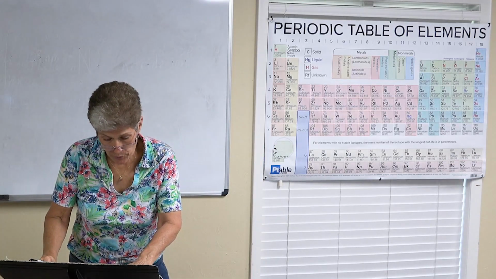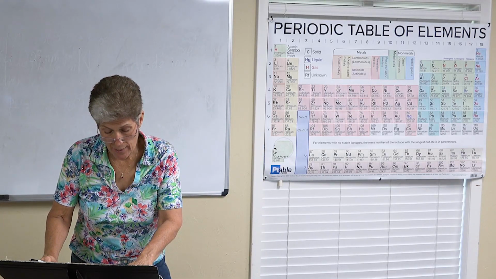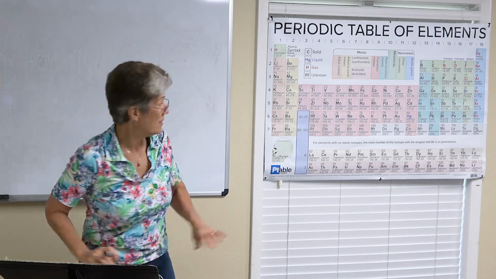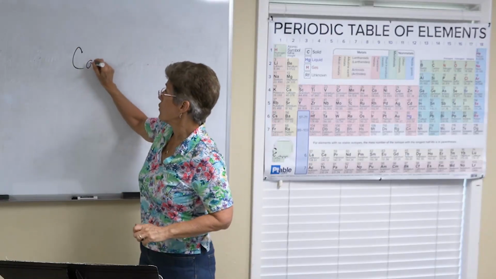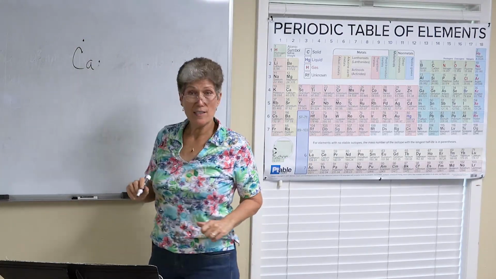Number 9, draw the Lewis structure for the ion that calcium forms in ionic compounds. And what is its name? Calcium is right here in group 2. Therefore, it has 2 valence electrons.